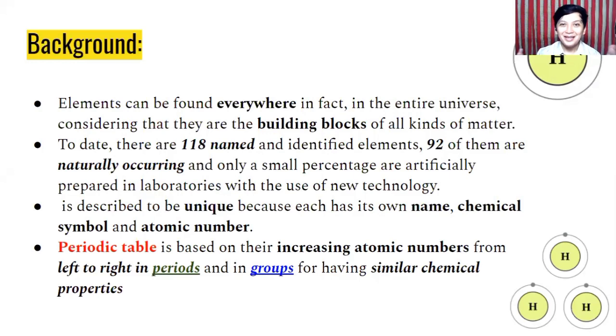And these elements can be found in the periodic table that is based on their increasing atomic numbers from left to right in periods and in groups for having similar chemical properties. So we all know the periods are the horizontal part of the periodic table, while the groups are the columns, or the vertical lines that can be found in the periodic table. So when you see the horizontal line of the periodic table, that is the increasing atomic numbers, 1, 2, 3, 4, 5, and so on and so forth. While groups, meaning to say they are groups or families because they share the same or similar characteristics.